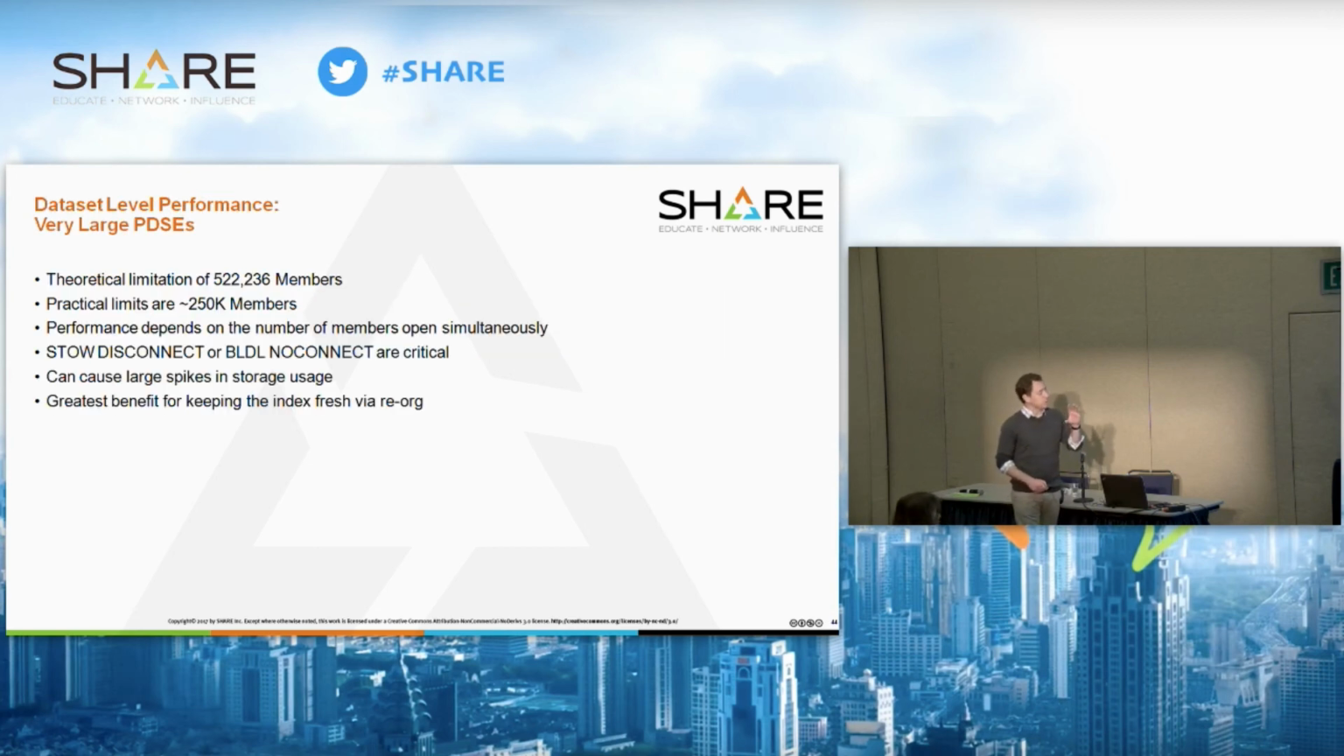So now let's move on to very large PDSE datasets. These are the ones that, when you open them, have to search them, are going to have the most impact on your environment. And PDSEs can indeed get very, very, very large. We have a very practical limitation of about 500,000 members. For good performance, though, your practical limit is probably somewhere around half that, but we do have some customers who are regularly hovering up around the 500,000 mark and things work fine.